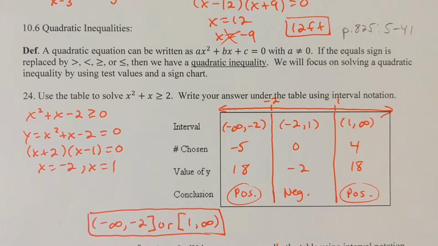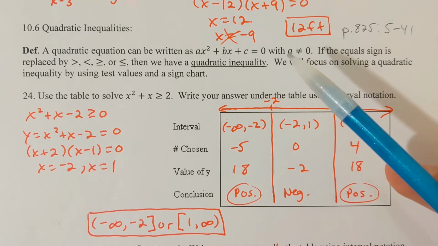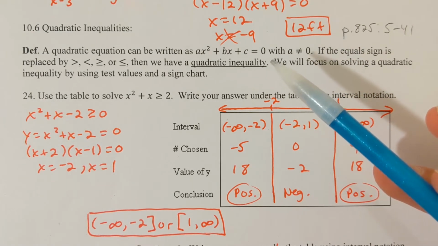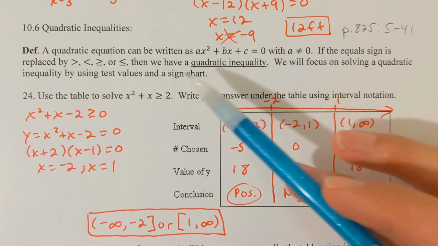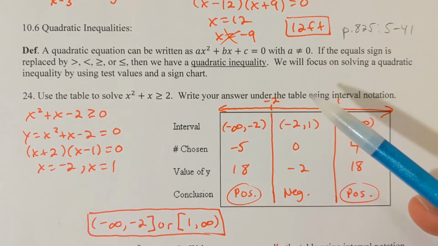Okay, in chapter 10, it's been all about quadratic equations, but in the last section here, 10.6, we're going to look at quadratic inequalities. Now, of course, a quadratic equation is an equation in the form ax squared plus bx plus c equals 0. We should know that by now. But a quadratic inequality would be, instead of an equal sign, a less than, a greater than, a less than or equal to, or a greater than or equal to sign.